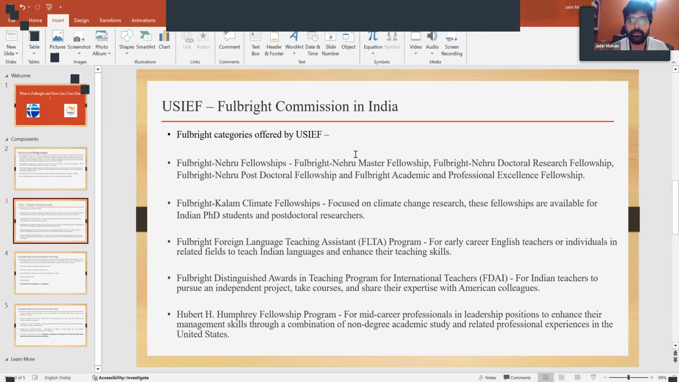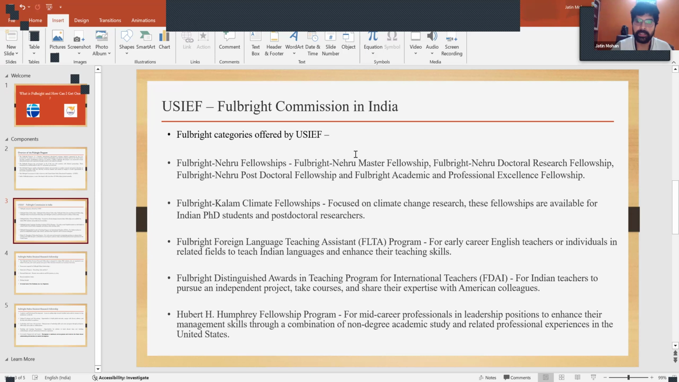The third is the Fulbright Nehru Postdoctoral Fellowship. It's for Indian PhD holders who want to pursue postdoctoral study in their field at an American university. And the last is the Fulbright Academic and Professional Excellence Fellowship. This one is the most competitive, I think. It hosts senior scholars and senior researchers, not early career or mid-career researchers. All the people I know who have been awarded this category are really well known in their fields.